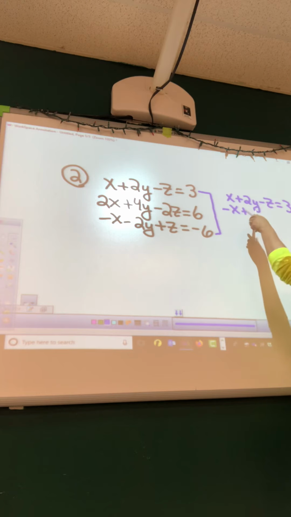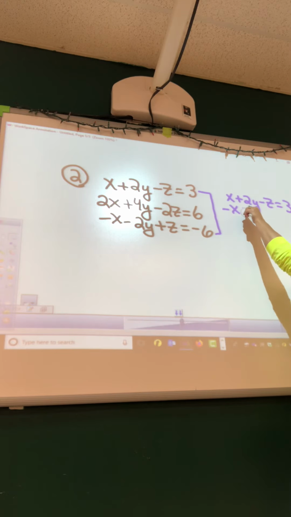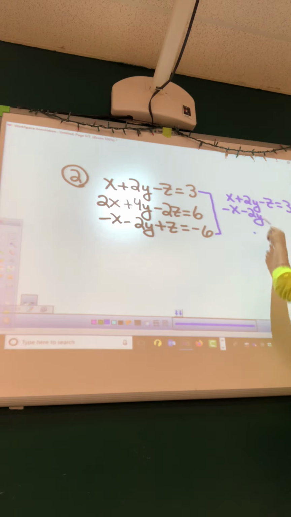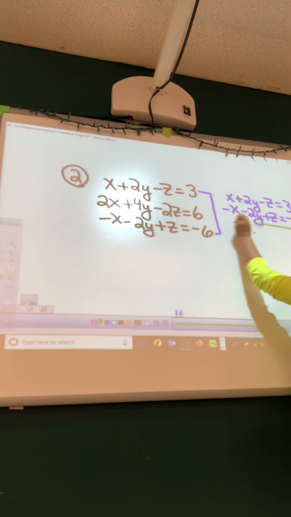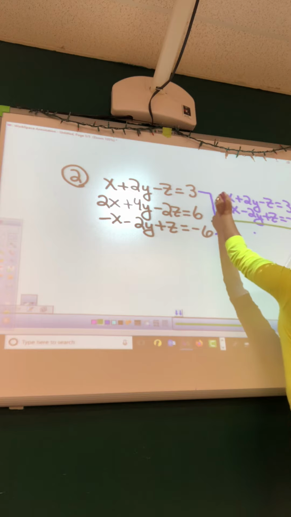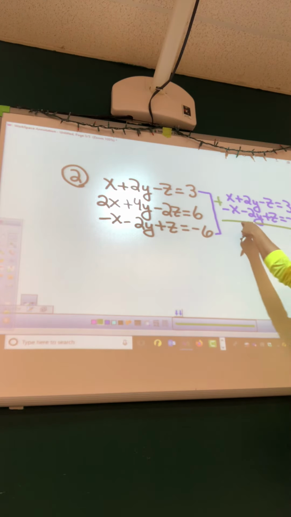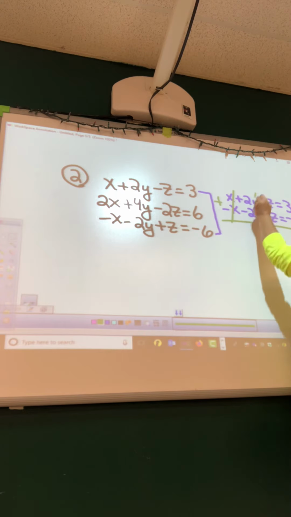Whoops, it's a minus. My mistake. Copy error. All right, and now we are ready to add them together. We were talking about x's. X's are positive, negative. They'll cancel out. Y's cancel out. Z's cancel out.